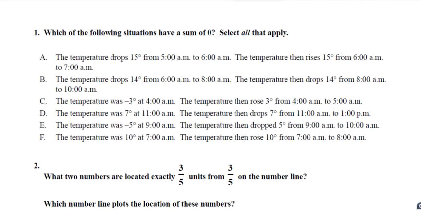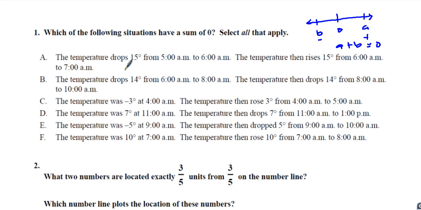So got to be very mindful that whenever you're talking about situations where there's a sum of 0, what that basically means is that there are two numbers that are the same distance from 0 on the number line. So if A is over here and B is over here, because A is positive and B is negative, since they're the same distance from 0, the sum of A plus B will always be 0. So now we have to read through this list and see which ones have that situation.